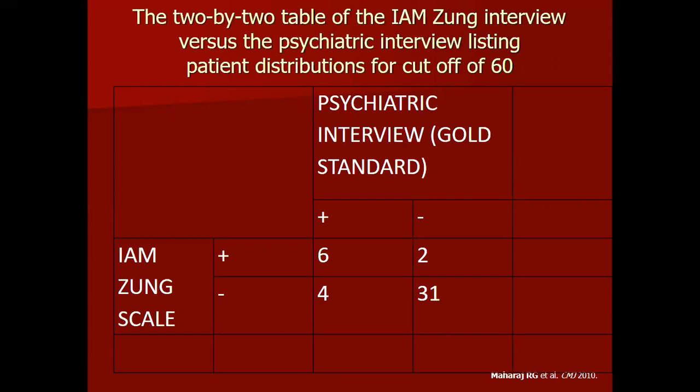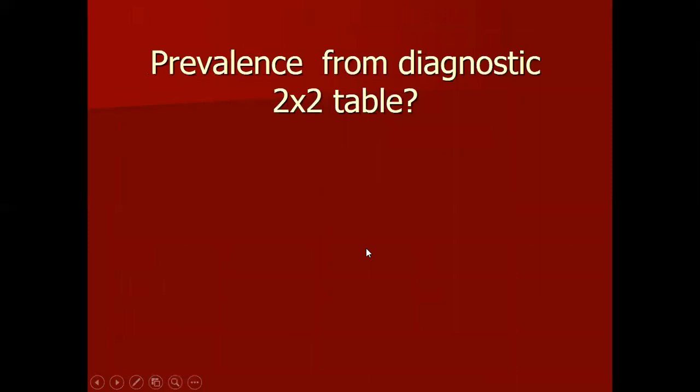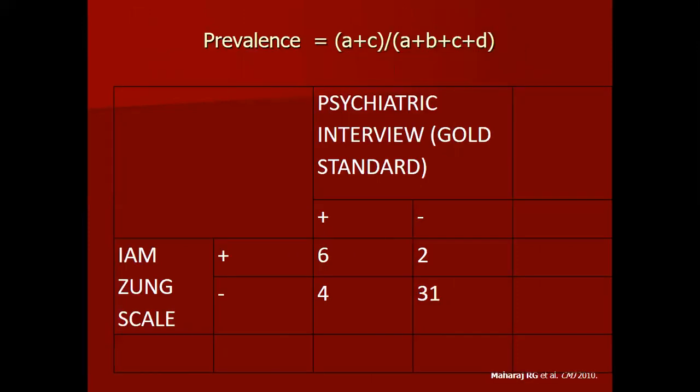It wouldn't be 6 over 43, because we said 6 is the people who were true positives. It's not everybody with the disease. Everybody with the disease is A plus C. So prevalence from a diagnostic study is all this over the grand total. That's how you can work out prevalence from a diagnostic study. We just worked it out: 10 over the grand total, you add everybody up.